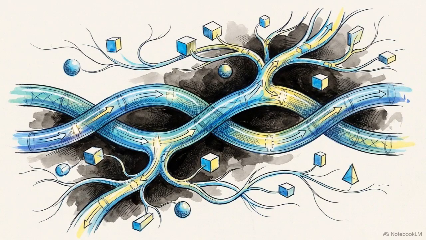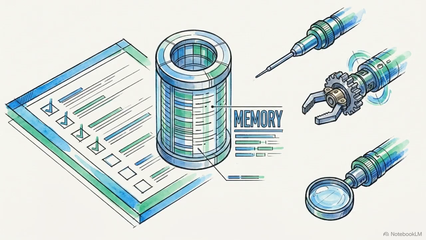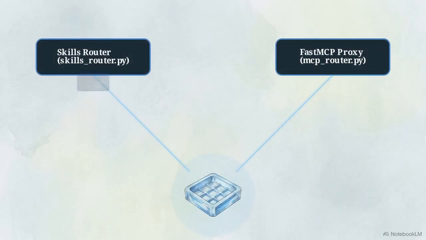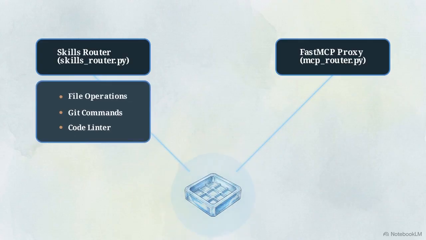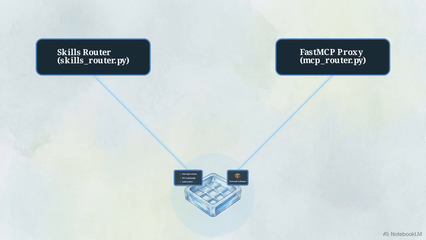This WebSocket event stream operates as the central nervous system of the architecture, actively maintaining the agent's context over extended interactions. The user request transitions from the event stream and lands in the AgentController for evaluation. Before the model can generate a valid action plan, it first assesses its current memory state and queries the specific tools it has available. The system pulls in specialized capabilities through the skills router, which loads dedicated microagents to handle specific programmatic tasks. Simultaneously, the controller pings the FastMCP proxy, retrieving a package of external tool schemas.